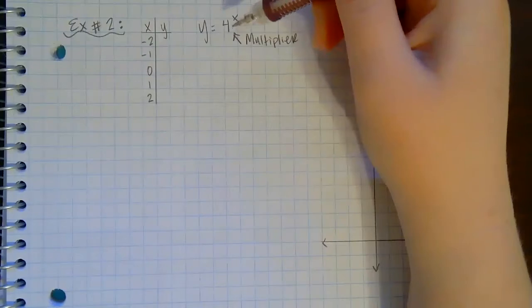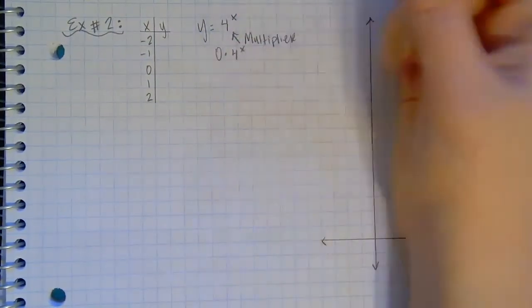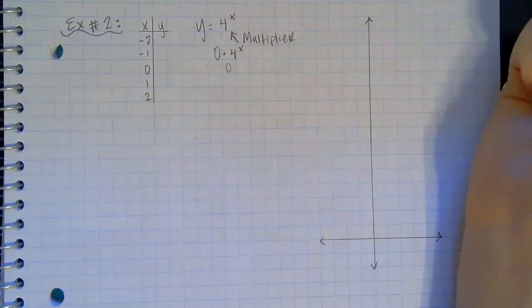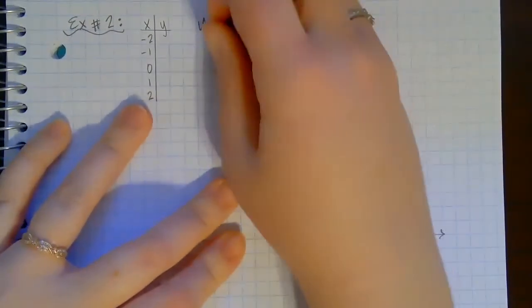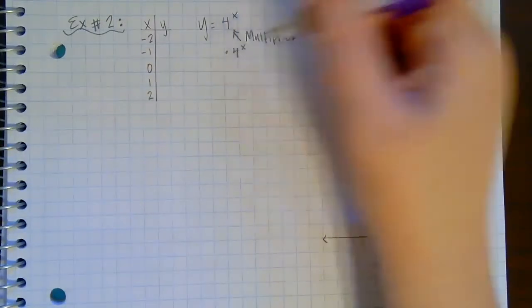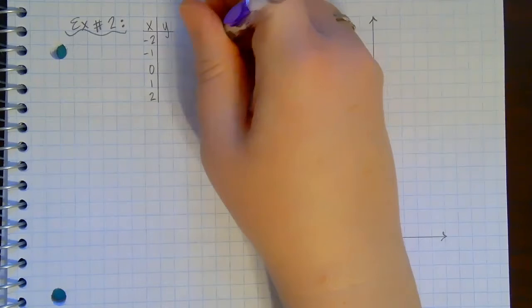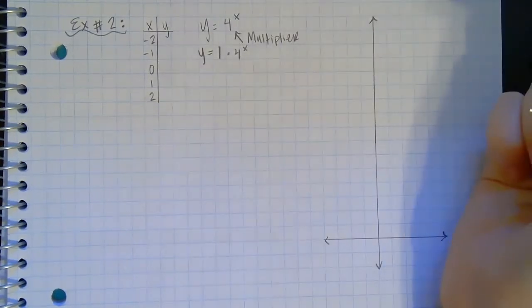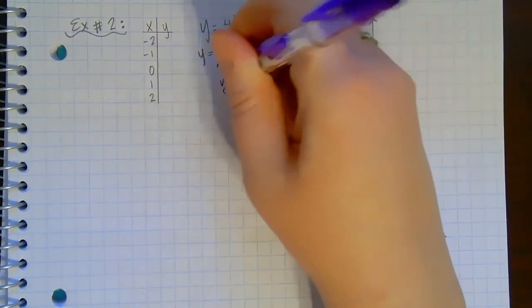You might think it's 0, but if I put 0 times 4 to the x right here, 0 times anything is going to make 0. So that would cancel everything out. So it can't be 0. So we have to think to ourselves, okay, well, what times 4 to the x would just give me 4 to the x? Well, timesing by 1 doesn't change anything. So that means that it must be 1 times 4 to the x. Okay, so this is my y-intercept.